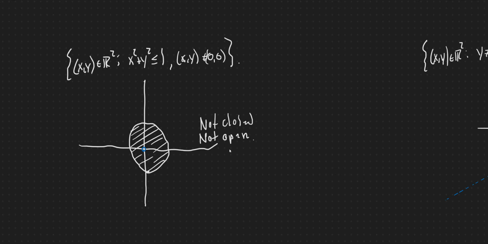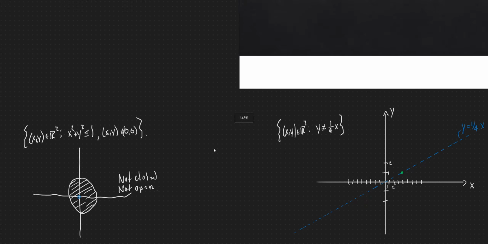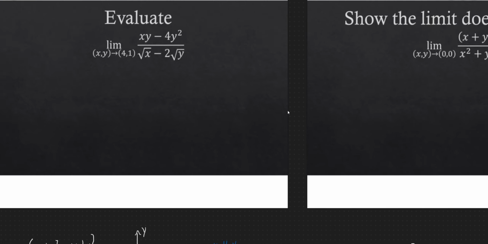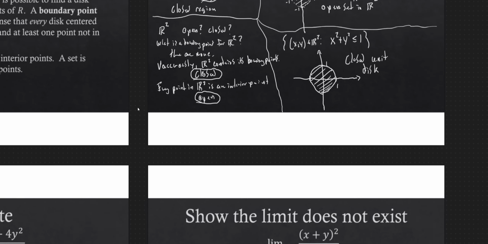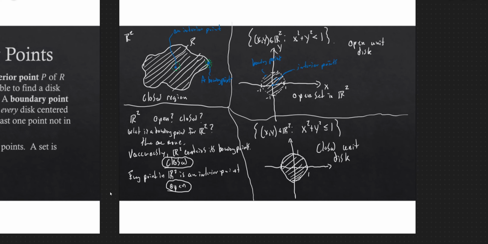So that can happen as well. We can be closed and not open, we can be open and not closed, we can be both closed and open, or it could be neither closed nor open. All four possibilities exist. Closed and open are not opposites of each other. That's the whole point of this little extra video here.